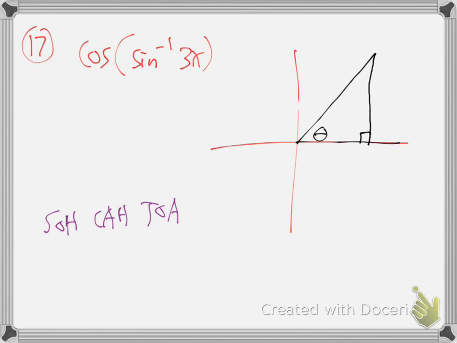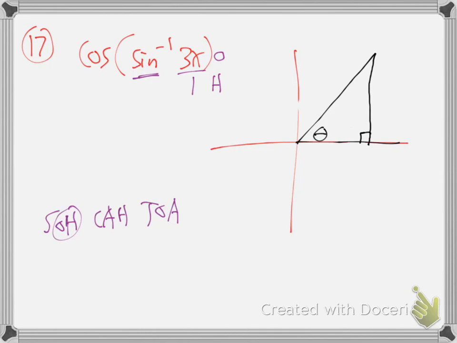Sine is opposite over hypotenuse. Now, that's for a fraction, but I'm looking at 3x, which is not a fraction. Very good, guys. Just put that over 1 to make it look like a fraction. Then that'll be the opposite and the hypotenuse. Well done.